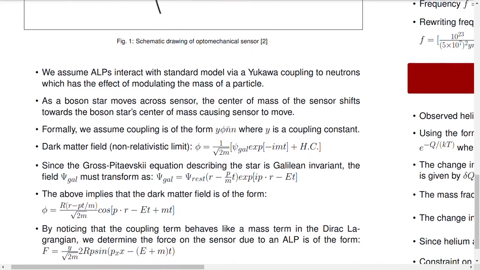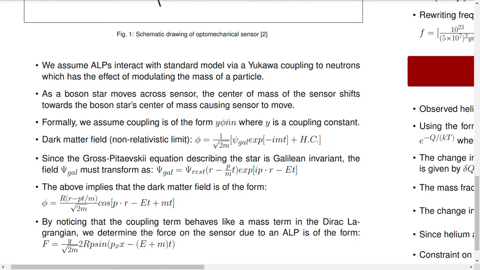We assume that ALPs interact with the standard model via a Yukawa coupling to neutrons, which has the effect of modulating the mass of a particle. As a boson star moves across the sensor, it causes the center of mass of the sensor to shift towards the boson star's center of mass, causing the sensor to move. Formally, we assume that coupling is of the form shown here, where y is a coupling constant. And we assume that the dark matter field in the non-relativistic limit is of the form in this equation.